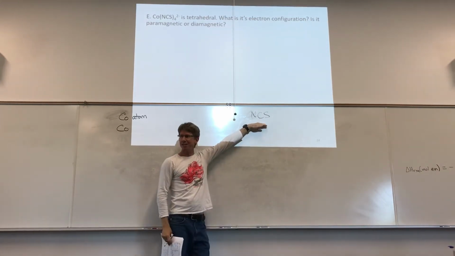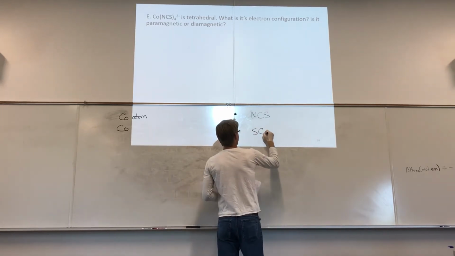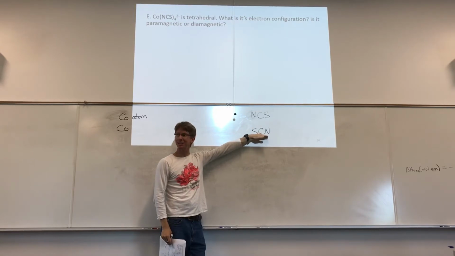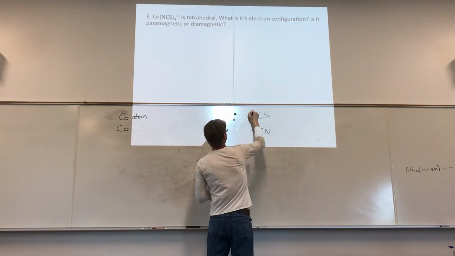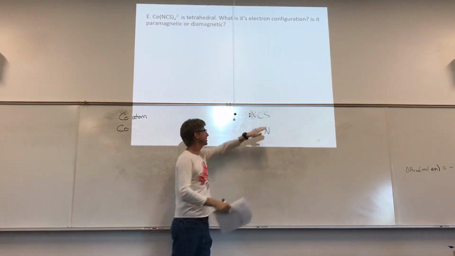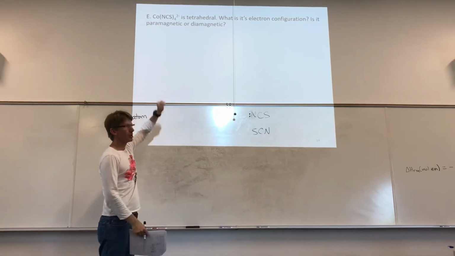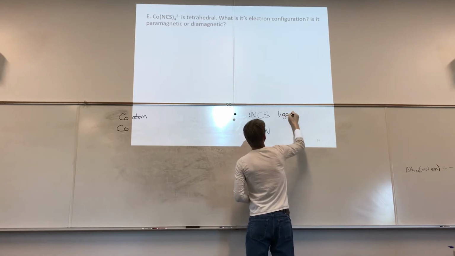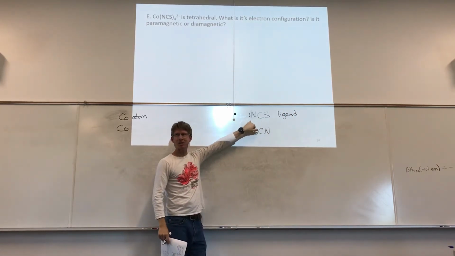I don't know whether you recognize this ion or not. Typically, it's written as SCN. We did a lab with this one. This is the thiocyanate ion. It's written as NCS because it is the nitrogen that is bonding to the cobalt. So when drawn like this, NCS, it is the nitrogen that forms the bond with the metal cation.